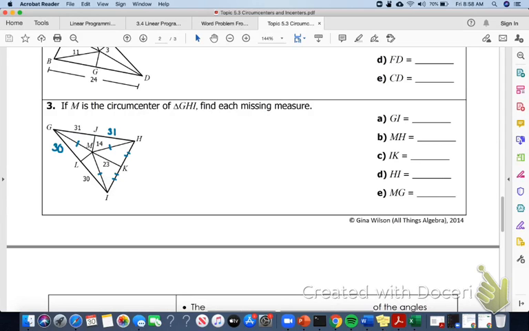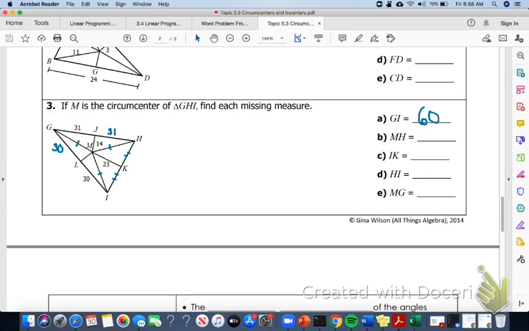So let's look for what we are trying to find. So we already are asked to find GI. So GI is this whole side here. Each side, or each half is 30, so the whole thing would be 60. Alright, and then we have MH. So MH we don't quite know yet. So I'm going to skip that. IK. Again, we don't quite know that one yet either. HI. We don't know that one yet either.